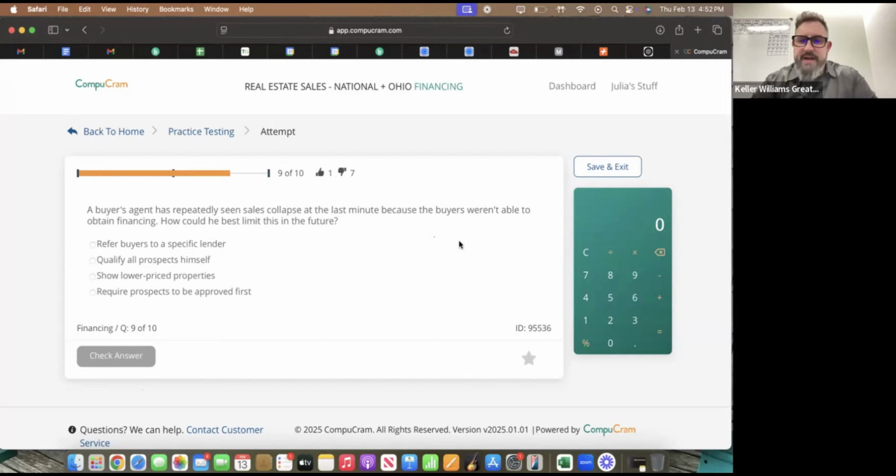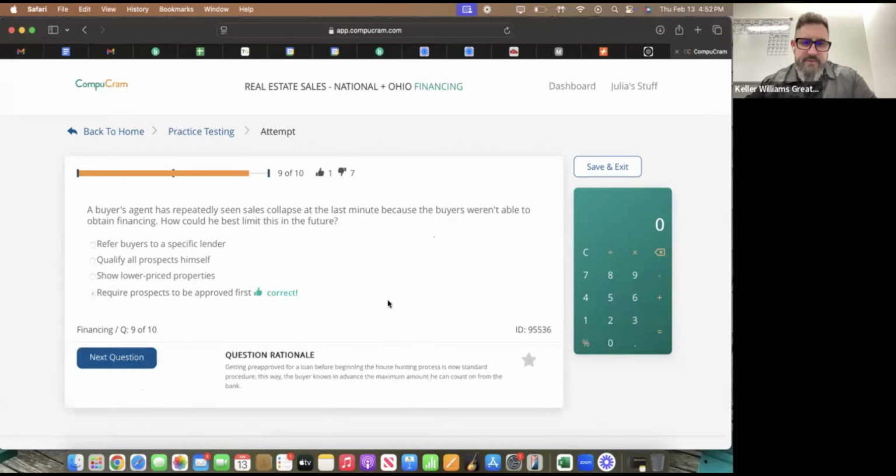Yes, correct. See, a lot of the times when you're selecting the answer, you're selecting the best answer, or the most correct answer. All right, we've got 3 people saying it's D. Let's check it out. Correct. The correct answer is D. Getting pre-approved for a loan before beginning the house hunting process is now standard procedure. This way, the buyer knows in advance the maximum amount he or she can afford from the bank. Good job, everybody.